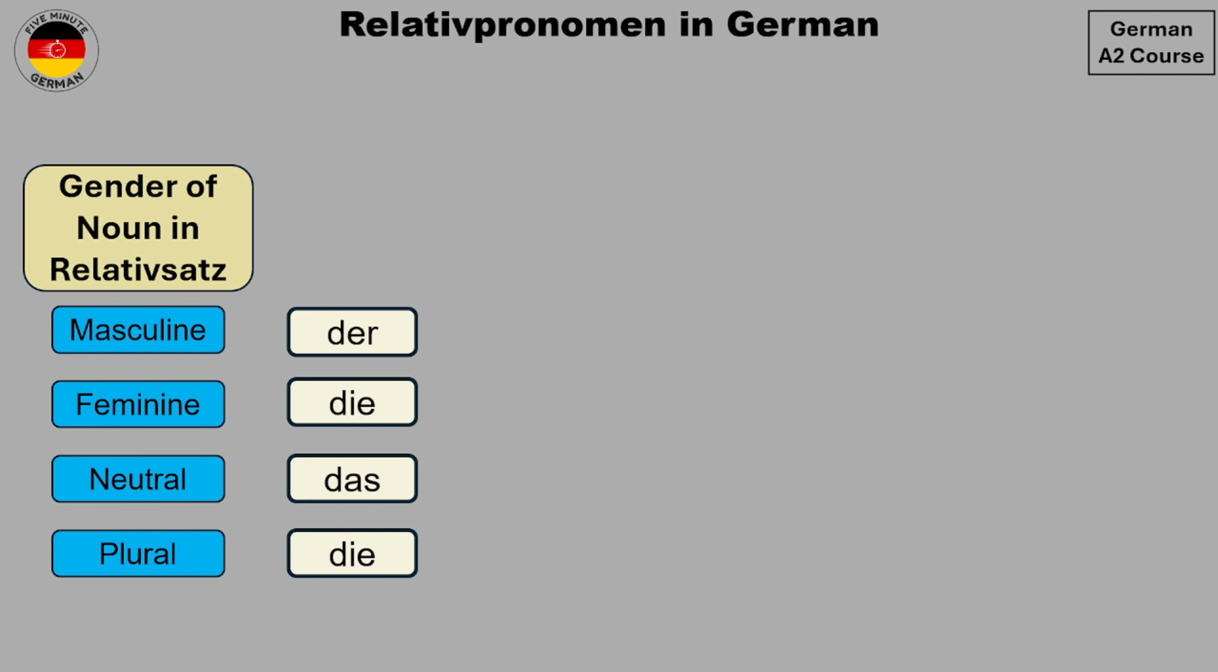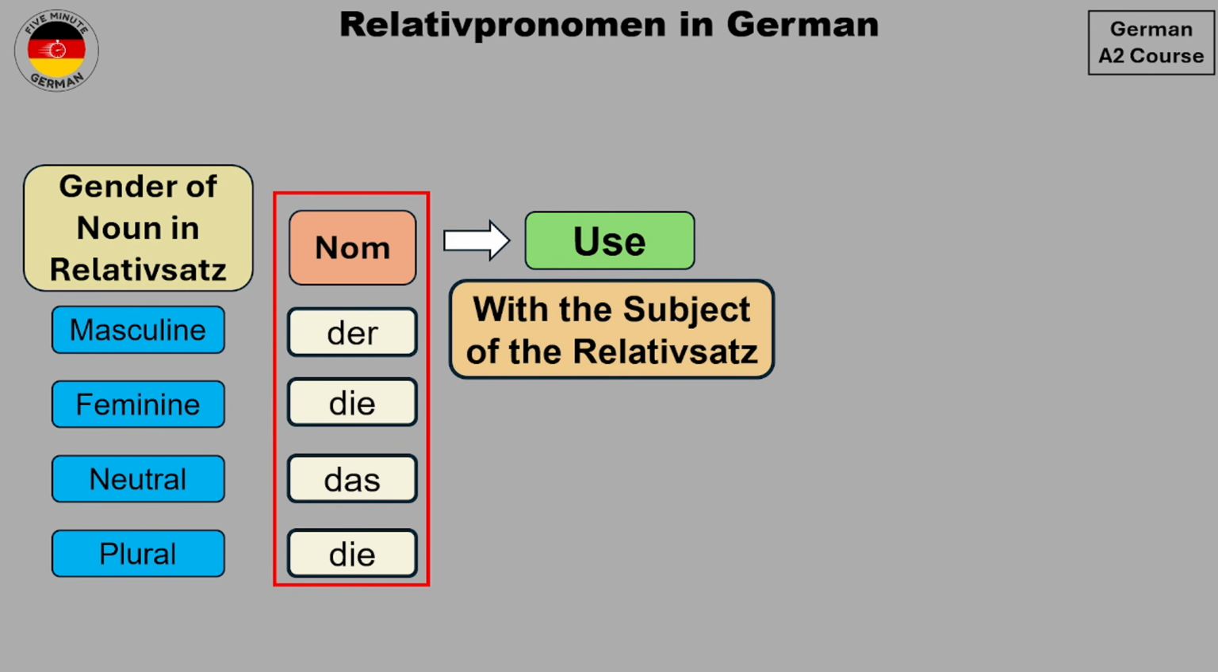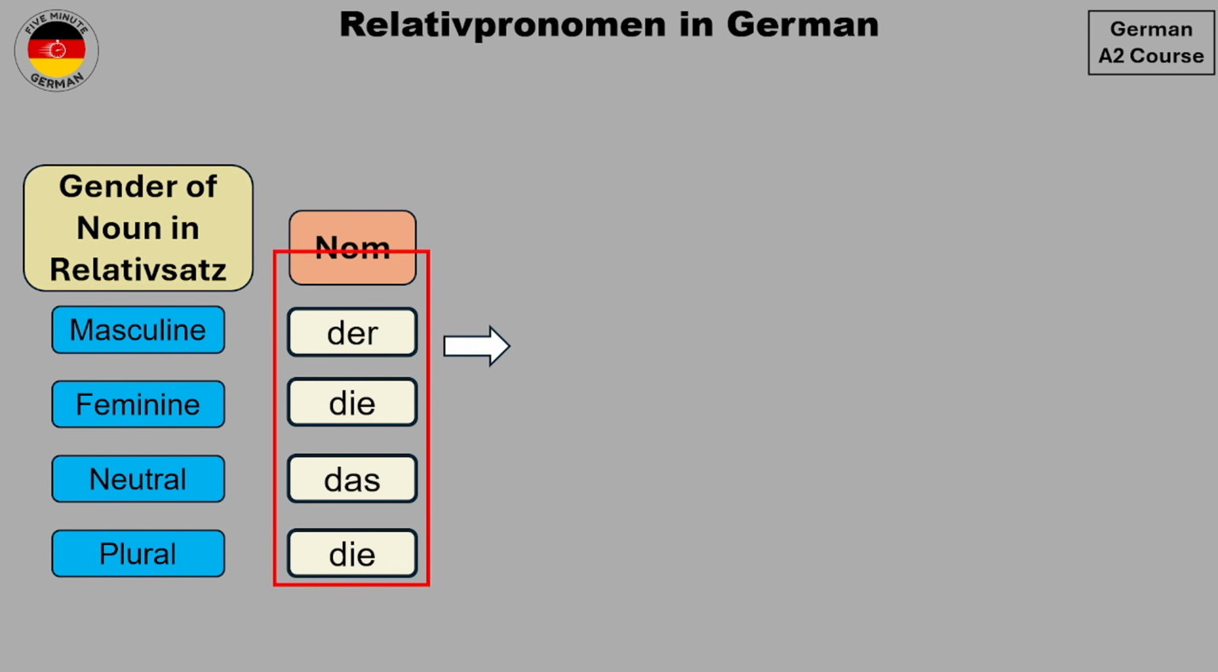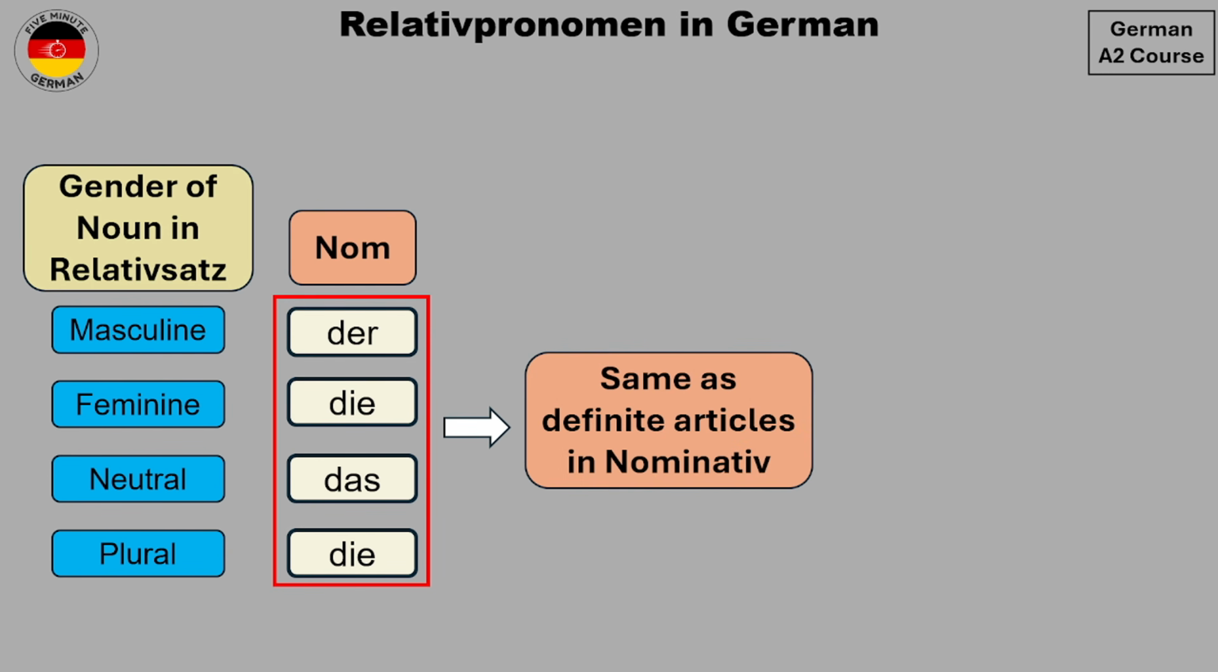And these are the relative pronouns in nominative. This means that these will be used with the subject of the Relativsatz. And as you know, the subject is the person or thing who does the action. And if you take a look at these relative pronouns, then you will see that these are the same as the definite articles that we have in nominative.